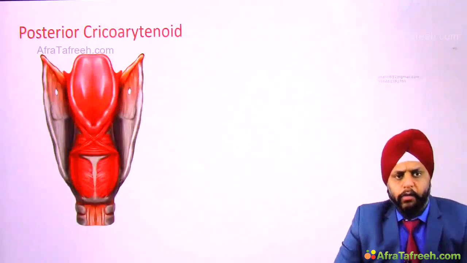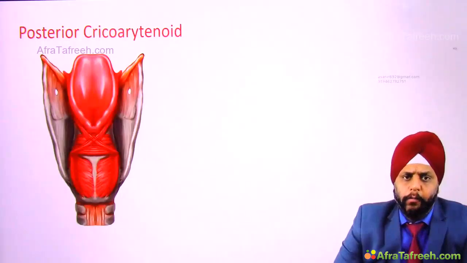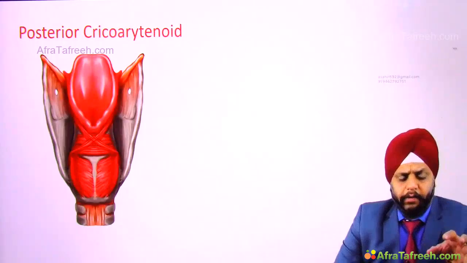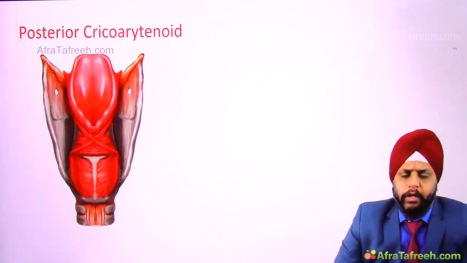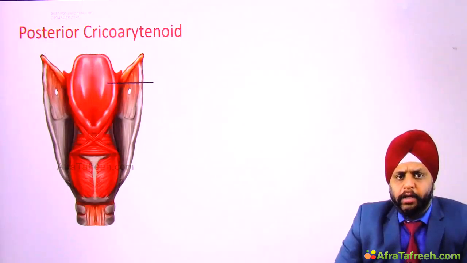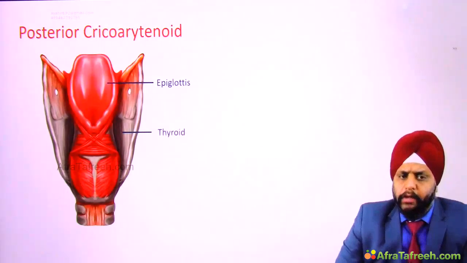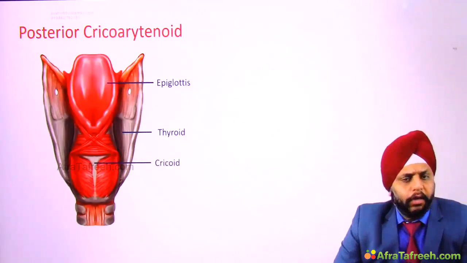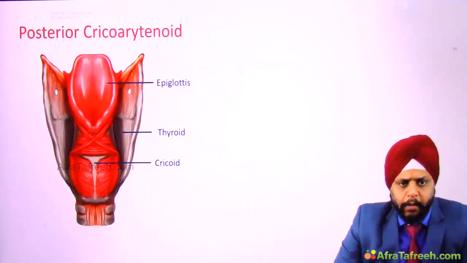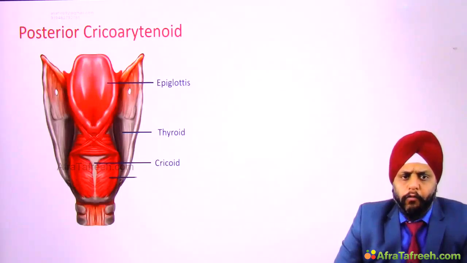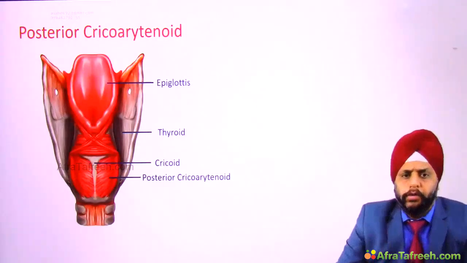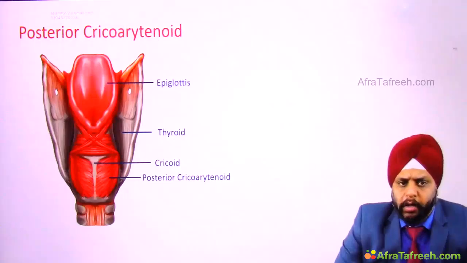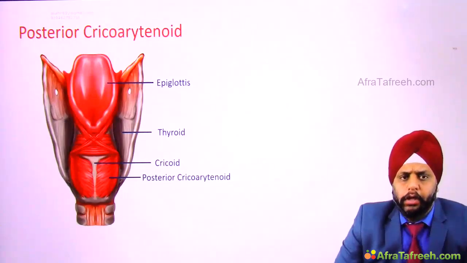Right? So we come to the next muscle, the posterior cricoarytenoid muscle. Now this diagram is asked in the exam. It has been asked many times in the exam. So let's look at this diagram. We can see the epiglottis, the thyroid cartilage, and the cricoid cartilage. Now, from the posterior surface of the cricoid cartilage, we have this muscle, the posterior cricoarytenoid muscle, PCA.